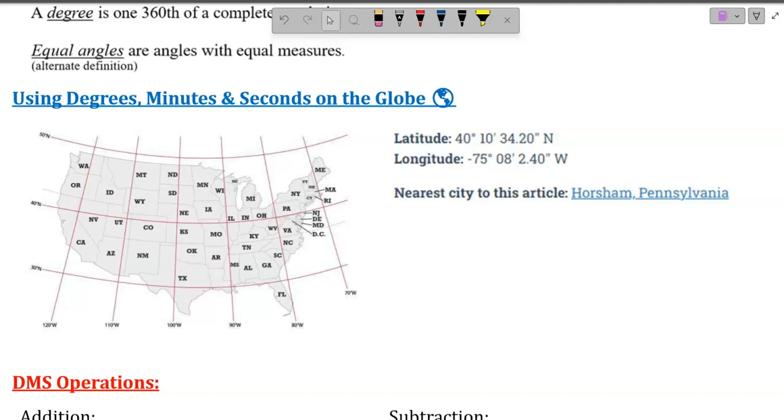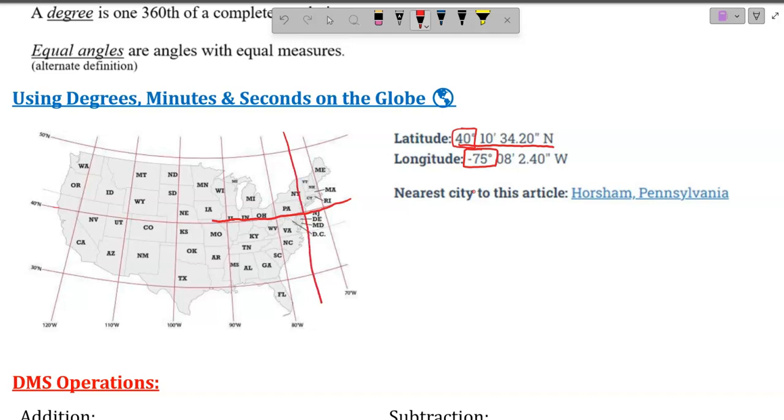So take a look at where Horsham is on the map here. So Horsham is obviously in this general area right here on the map. So if we look at its latitude measurements, you see that it's measured at 40 degrees, and you'll see that the 40 degree mark is this arc right here, which you can see is really close to Horsham actually. And then the longitude, which is the vertical position of the town, is at 75 degrees. Now 75 degrees is smack between 80 and 70.